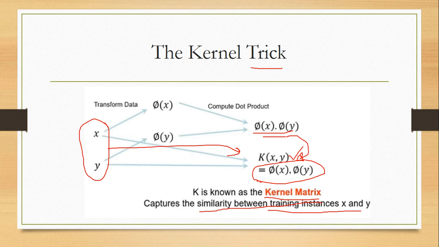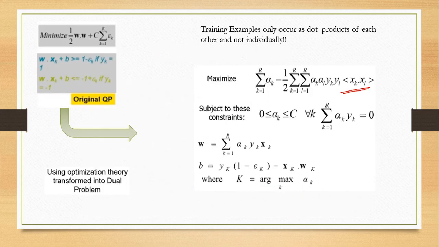So if there is a huge similarity between the training instances, then the matrix size will be larger. If there is a lesser similarity, then the matrix size will be smaller. Okay, now that's that. So now let me just move to the backward.